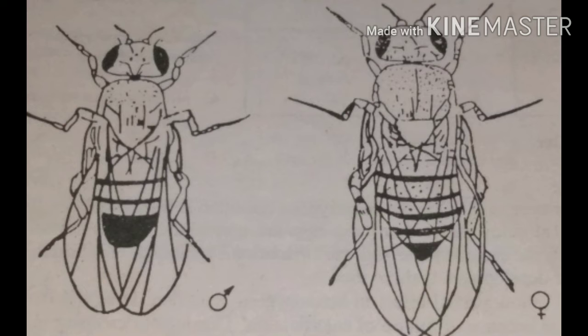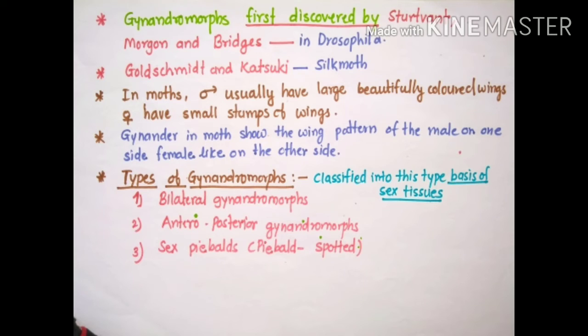See this picture. This is the insect Drosophila, male and female showing different characteristics. The female is larger than the male, having a long wing. Gynanders rarely occur in nature and these are mostly sterile in nature.